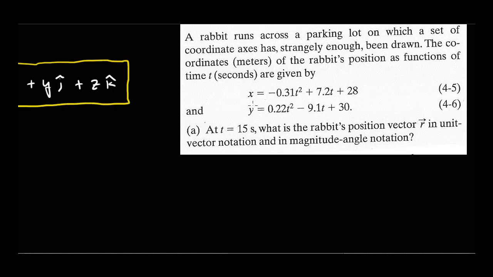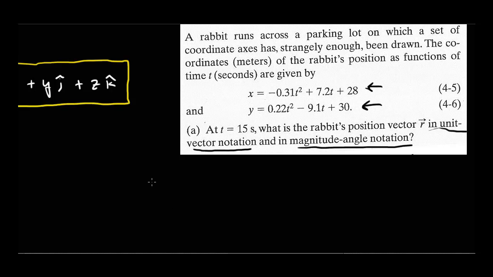So we're just going to think about a 2-dimensional surface. You can imagine a completely flat parking lot, and the x position at any time t is given by this expression here, and then the y position at any time t is given by this expression here. And it's asking us to figure out the position vector r at 15 seconds, and it wants us to do it both in unit vector notation and in magnitude angle notation. So let's make sure that we understand how to do this. So let's start off with thinking about it first in unit vector notation.